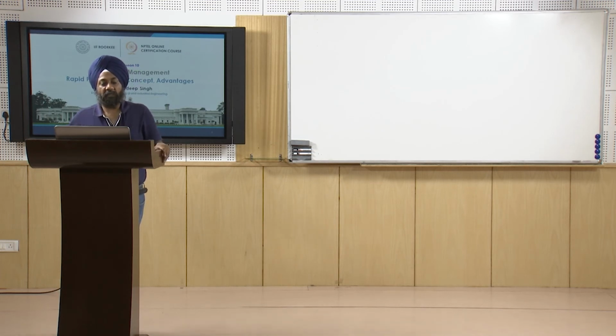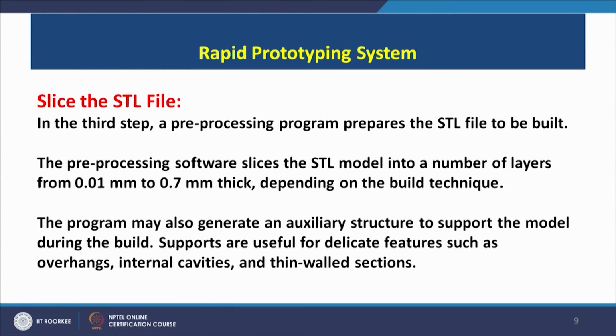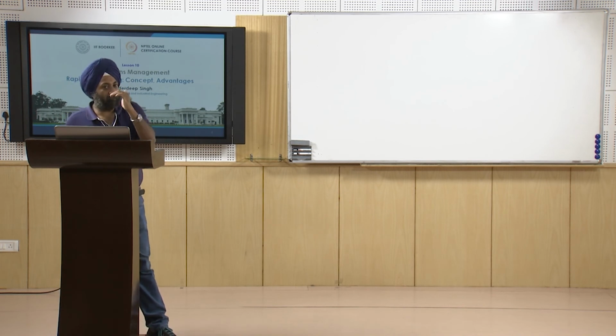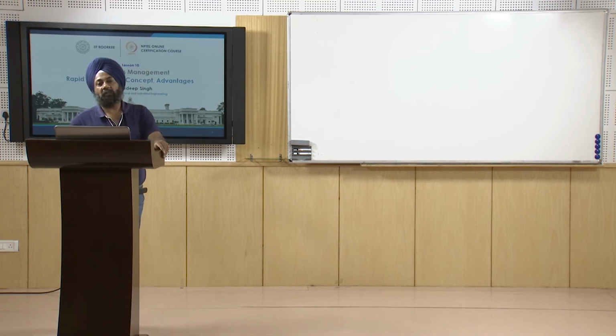Slice the STL file. In the third step, a pre-processing program prepares the STL file to be built. The pre-processing software slices the STL model into a number of layers. Now what can be the thickness of layers? It can be 0.01 millimeter to 0.7 millimeter thick, depending upon the rapid prototyping technique that you are going to use. So you can see a lot of range is there, in the number of layers that we are slicing that will be used for fabricating the prototype.